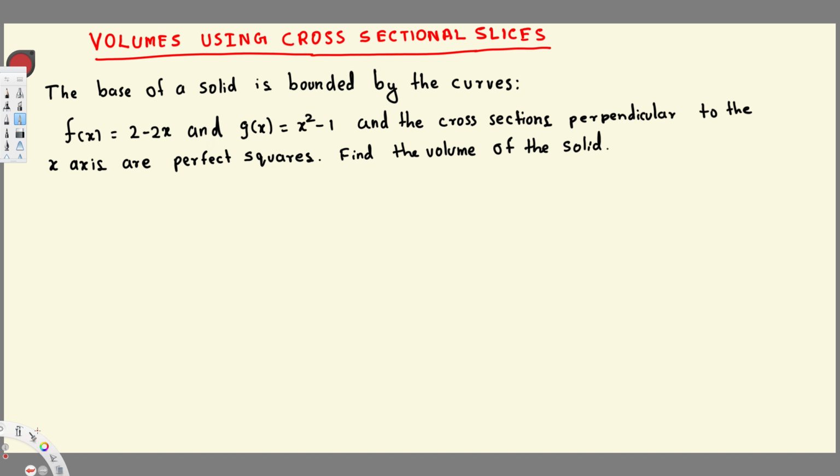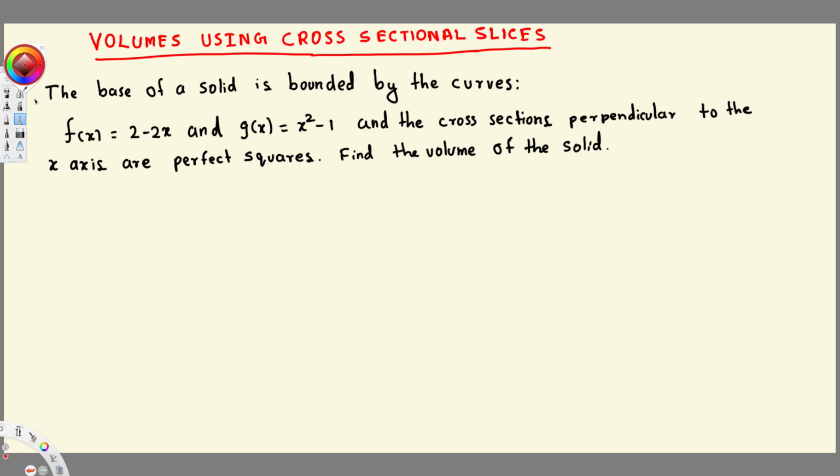Let's do this problem right here. The question is asking the base of a solid bounded by the curves f of x equals 2 minus 2x and g of x equals x squared minus 1, and the cross sections perpendicular to the x-axis are perfect squares. Find the volume of the solid. So let's see how we can do this one.